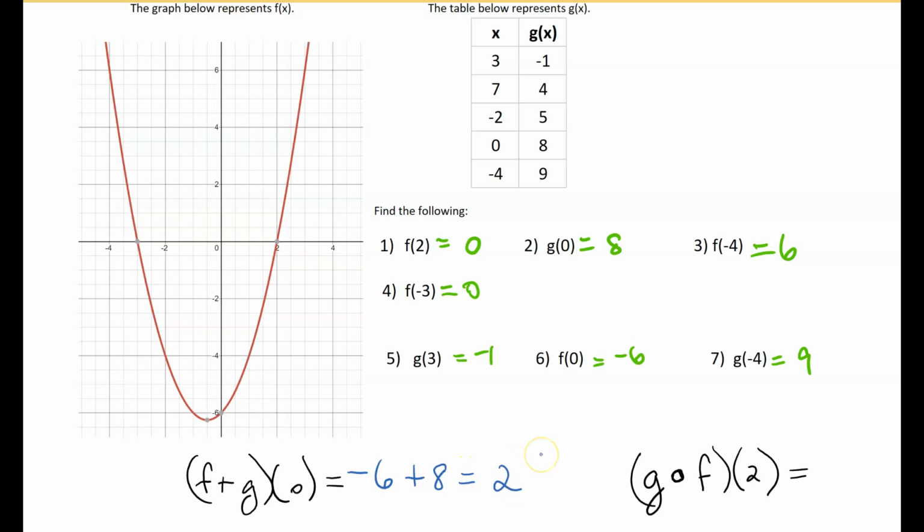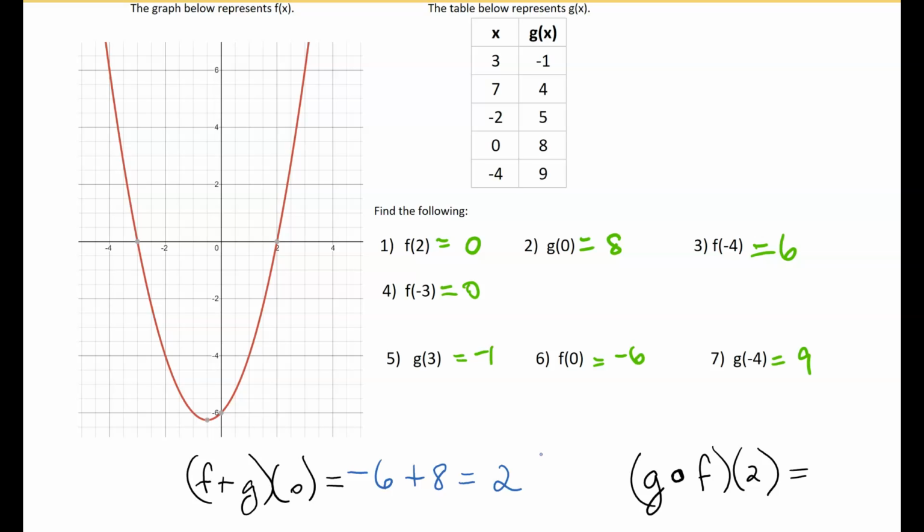Okay, was there anything to solve here? No, other than combining them, okay? So remember, if you're given a graph, you know what all the inputs and outputs are. You don't need to solve for coordinates. They're there. Same thing if you're given a table. There's nothing to solve there. It's already given to you.